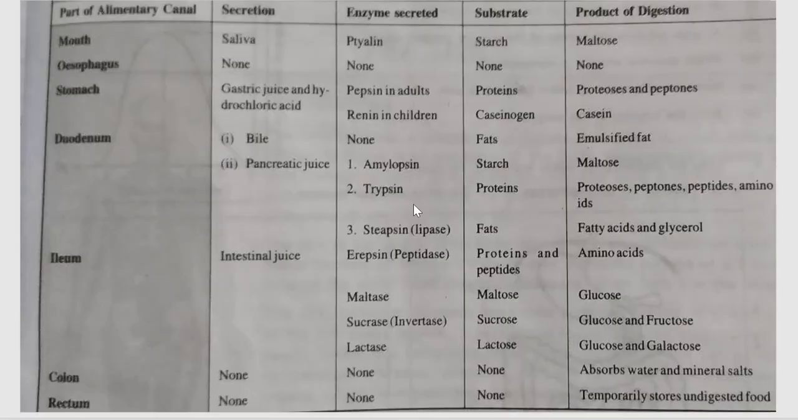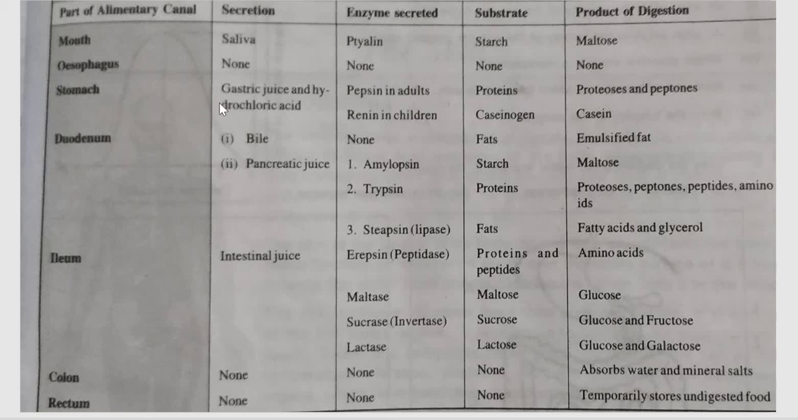Now here is a list of certain enzymes which are required in digestion. In mouth, saliva is there. An enzyme present in saliva is ptyalin or salivary amylase, which works on substrate starches. Substrate क्या होता है? Substance जिसके ऊपर हम काम करते हैं. And it forms maltose. Esophagus, there is no secretion, no enzyme secreted.